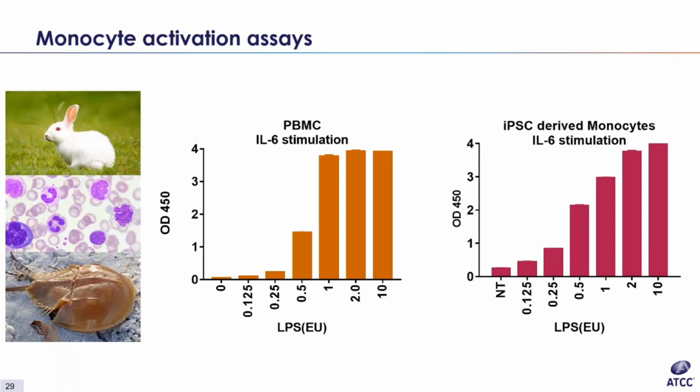Thus, the iPSC-derived monocytes can be used as a humane, inexpensive alternative for conducting the MAT assay. And as I showed you, they have high potential to be differentiated into macrophages and dendritic cells.